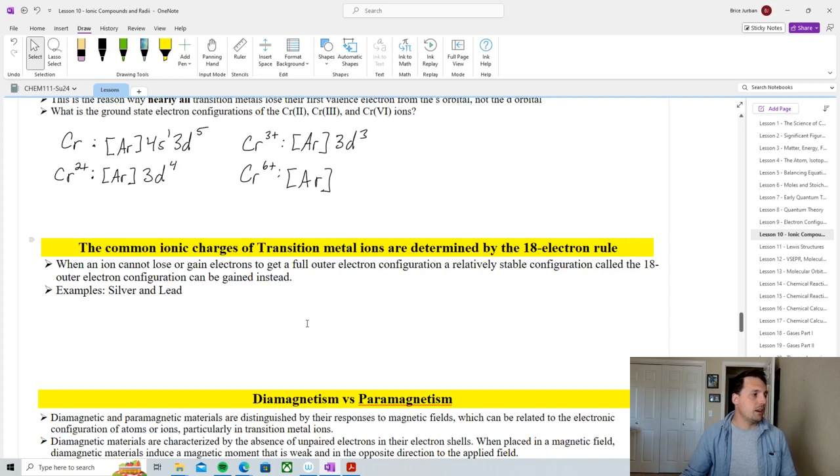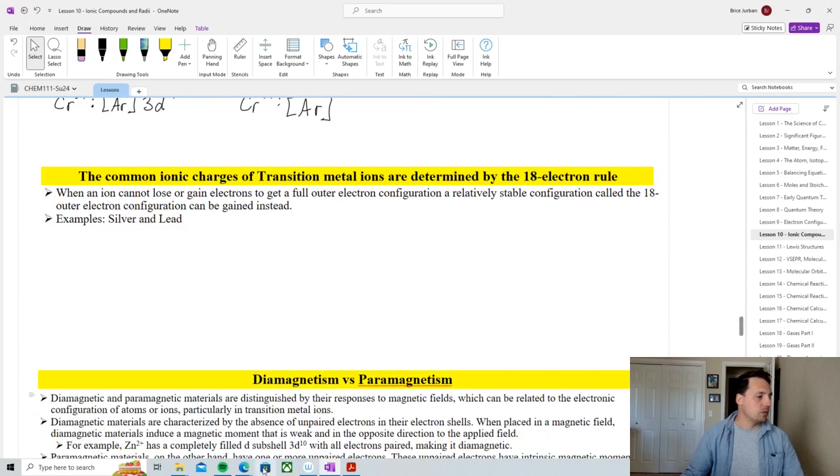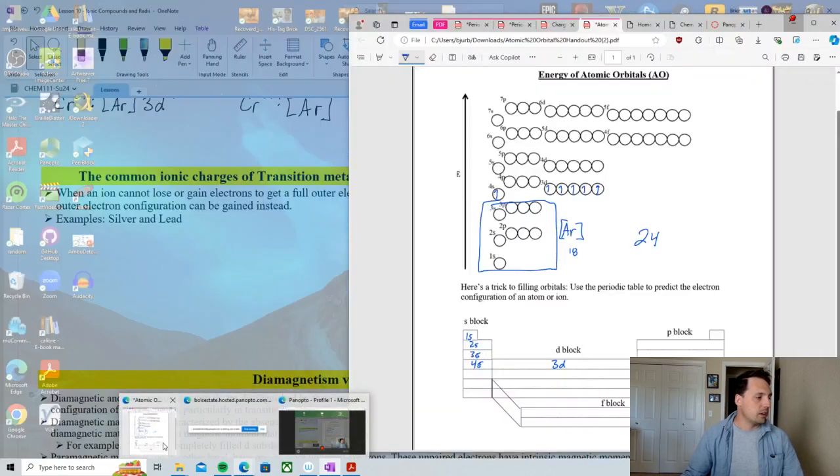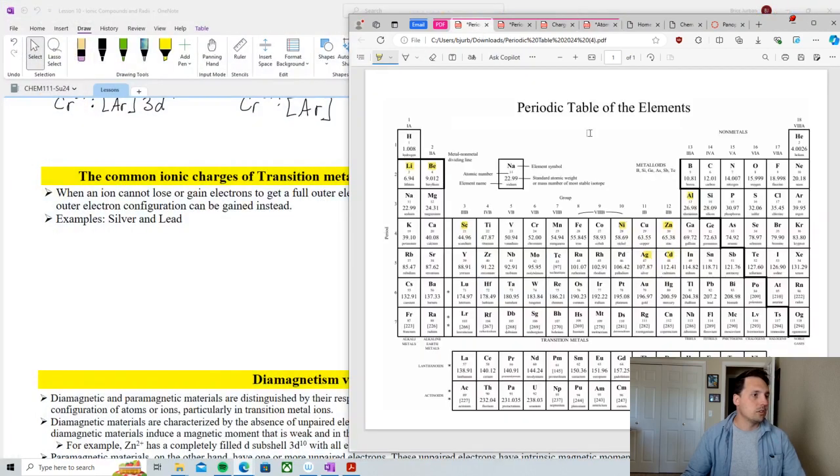Okay, so now sometimes ions can't lose all of their electrons, like chromium 6+, to get a full outer electron configuration. But what they can result in is a stable configuration called the 18 electron configuration. Two examples of this are silver and lead. So I'd like to do both of those with you. So let me take a minute to show you where silver is on the periodic table. It's element 47. Its electrons that are in the outermost shell are going to be in 5s and 4d.